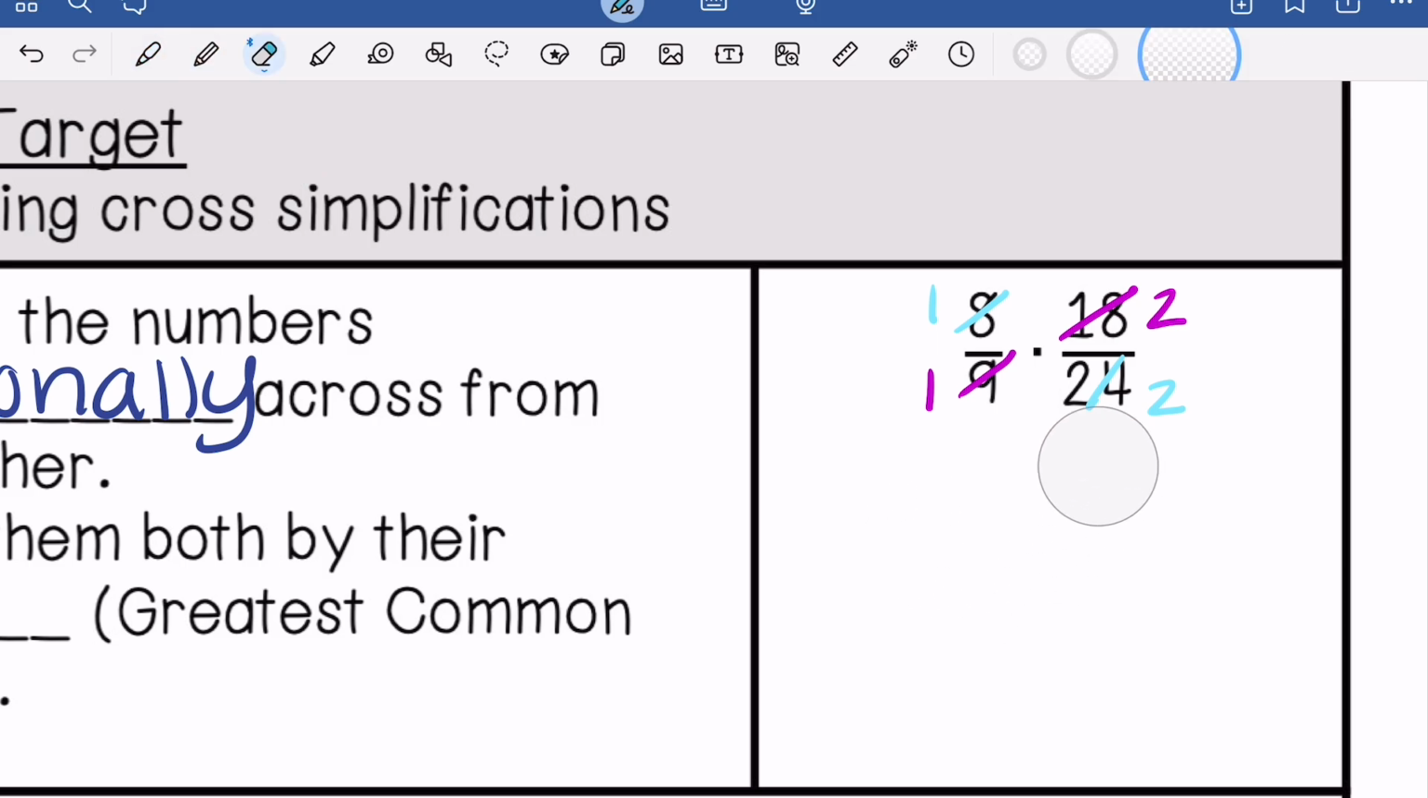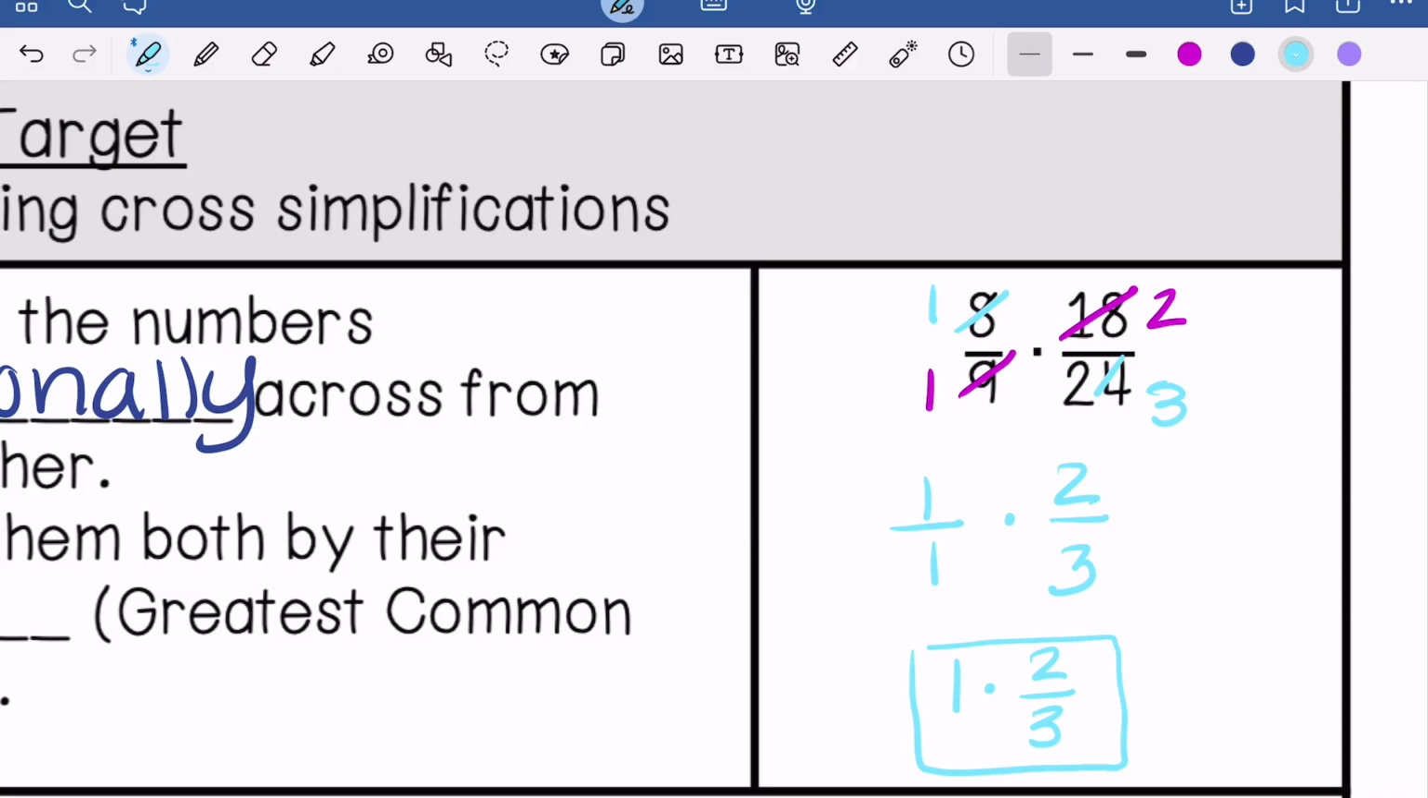Sorry, I just made a mistake here. 24 divided by 8 is 3. So I have 1 over 1 times 2/3. 1 over 1 simplifies to 1. So this is 1 times 2/3.